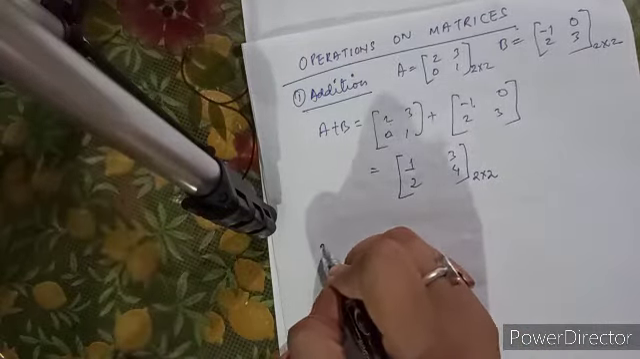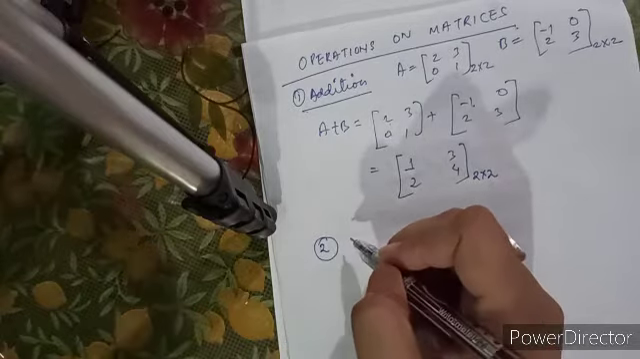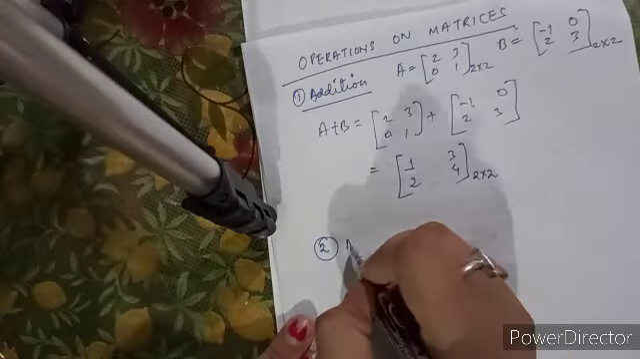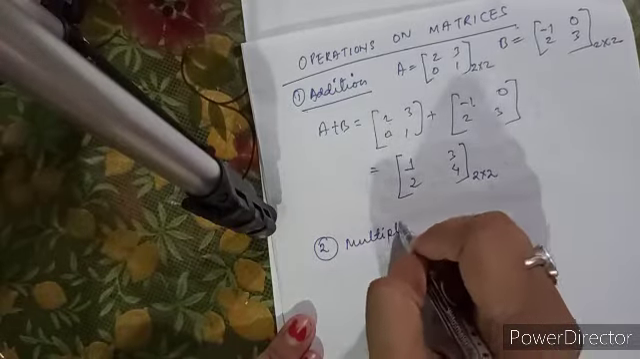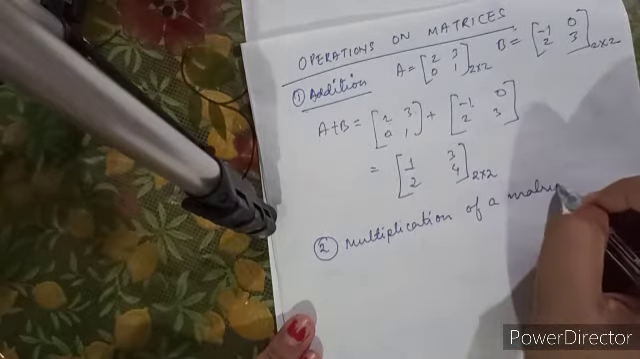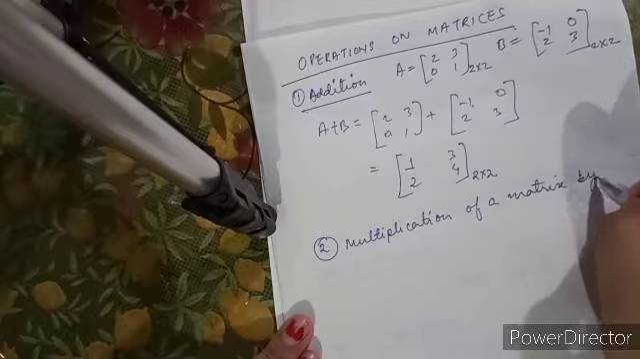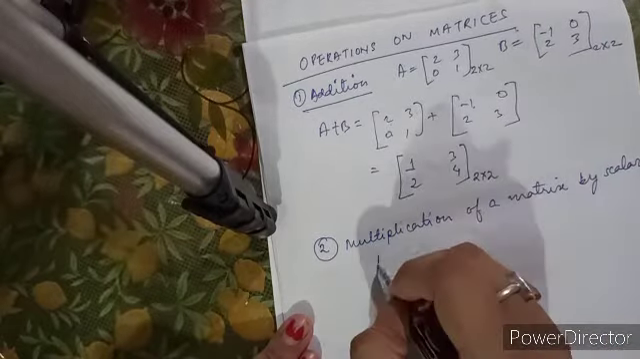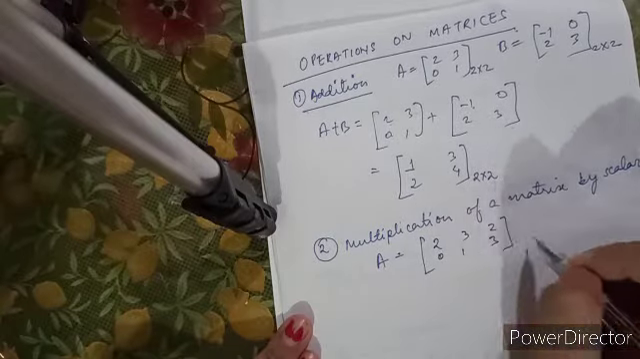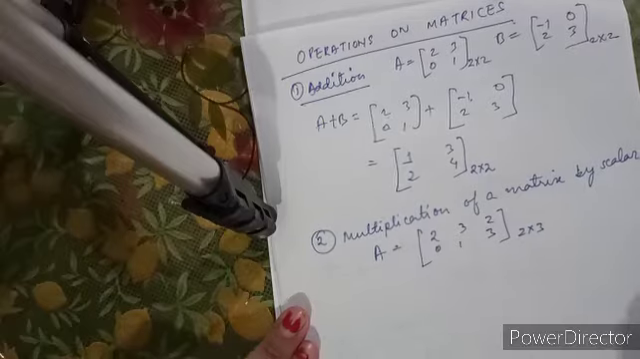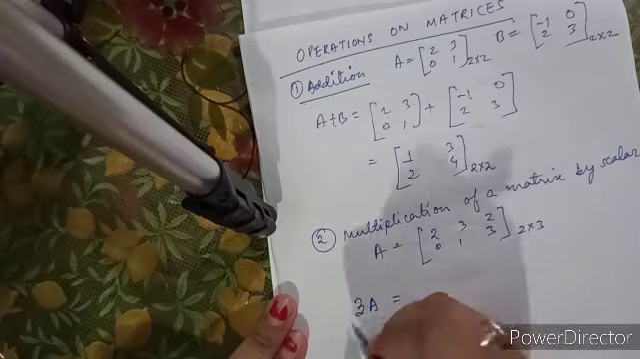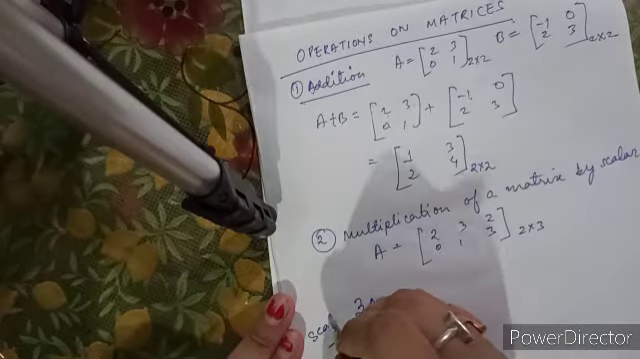Second is multiplication of a matrix by a scalar quantity. Suppose you have a matrix, I am writing a simple 2, suppose I am writing this way. This is a 2 into 3 matrix, and here if I write 3A, that means this is the scalar part.